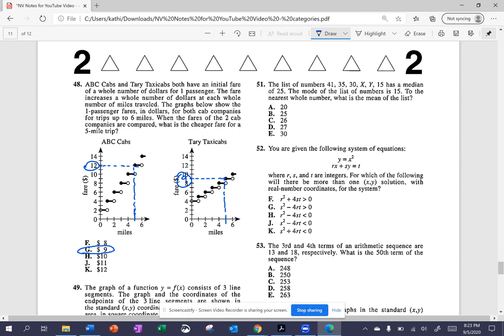Okay, so starting out, I would put the numbers in order. So I know I have 15, x, y, 25, 30, 35, and 41. So here's my list.